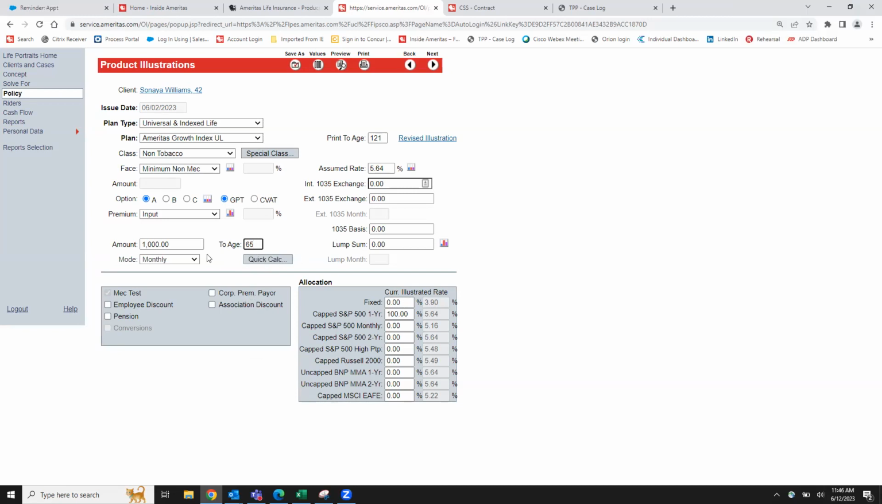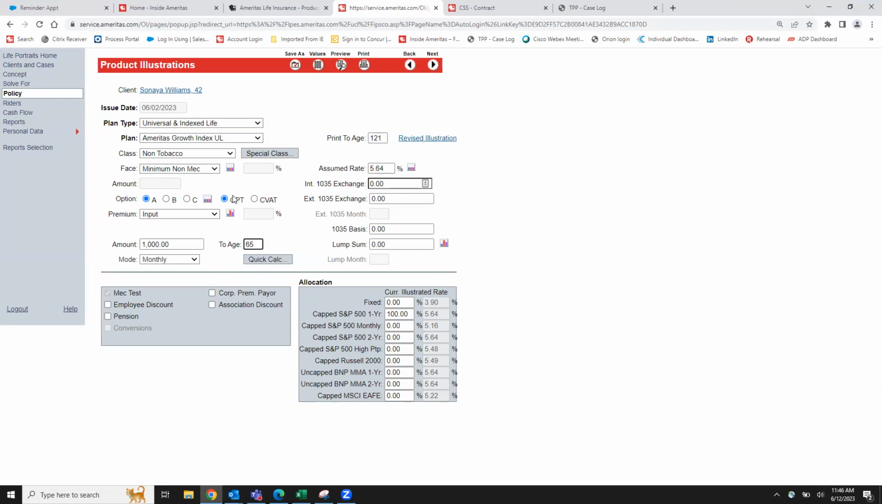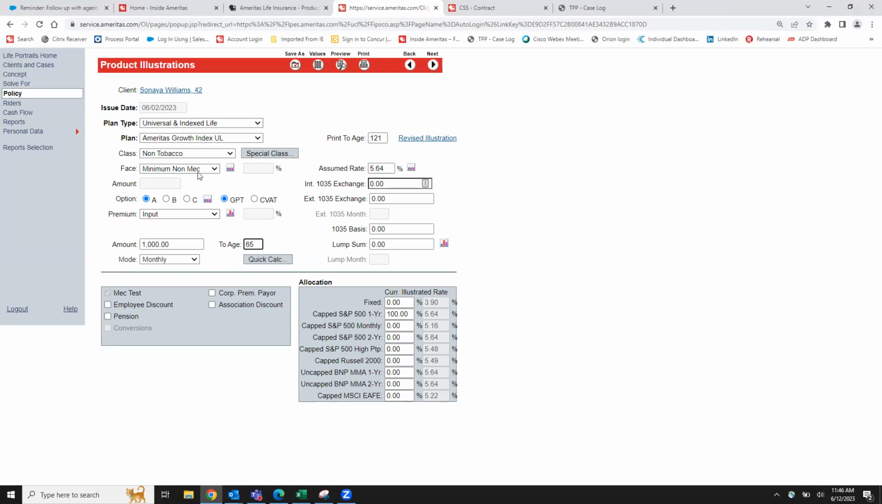Oh, go ahead. Yeah, I wanted to back up a little bit. I am using this for Sanaya as a tax strategy. So you said something that I didn't hear before in terms of the executive bonus. So I just wanted to make sure that we had the correct box checked in this example. That's why we do minimum non-MEC. Yes, that's why we have minimum non-MEC.